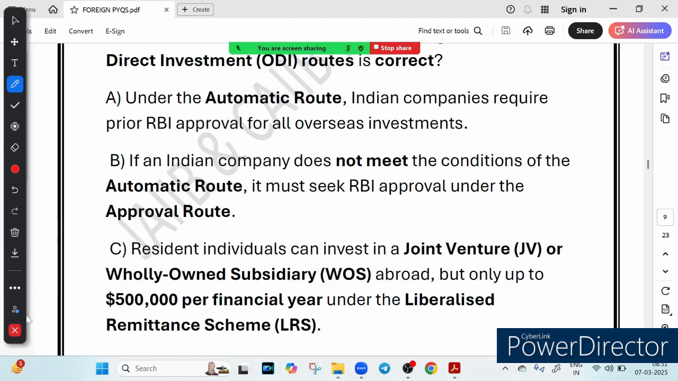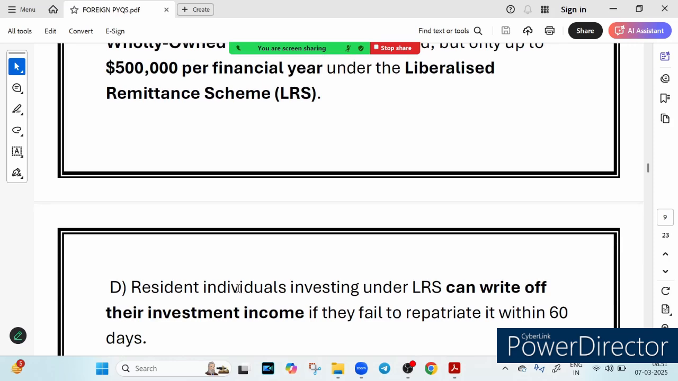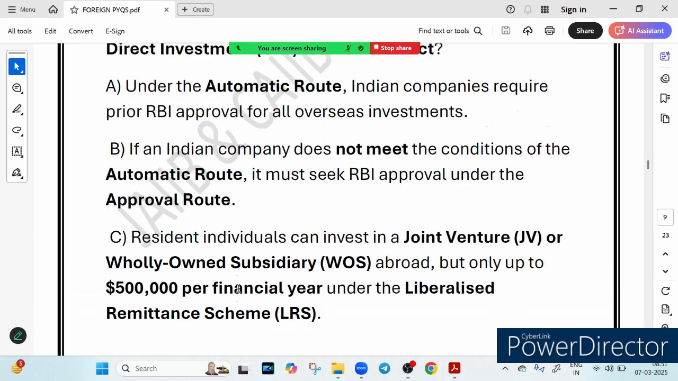And let's see option number D. Option number D, a resident individual investing under LRS can write off their investment income if they fail to repatriate it within 60 days. So let's go through each and every option.